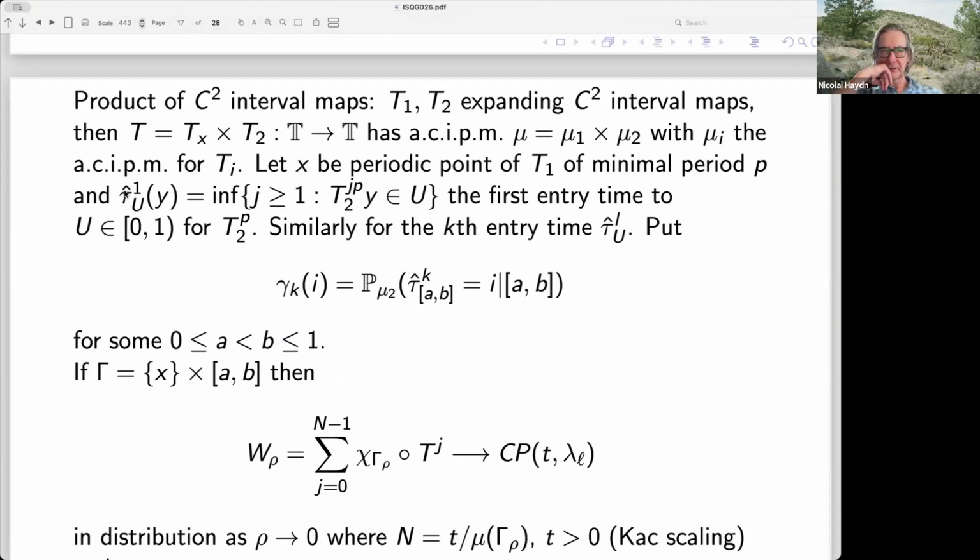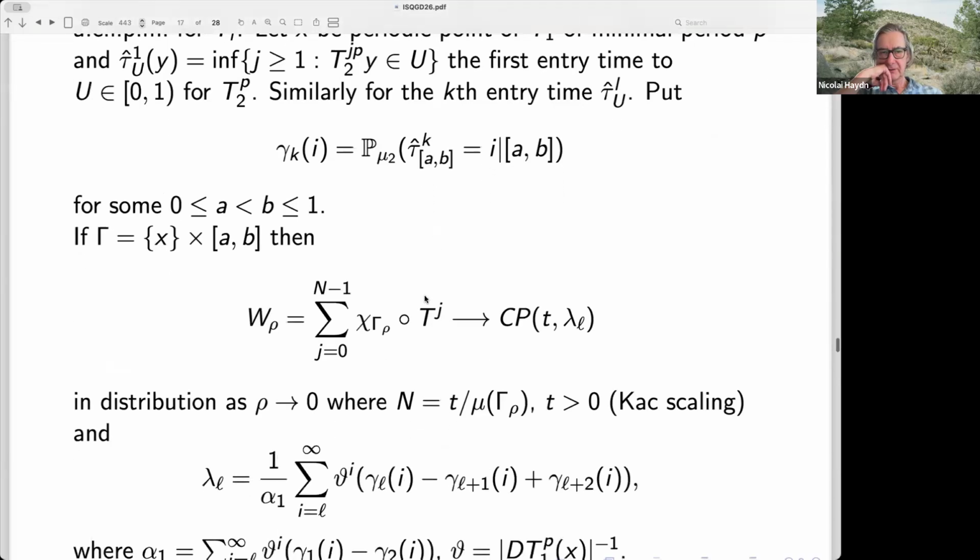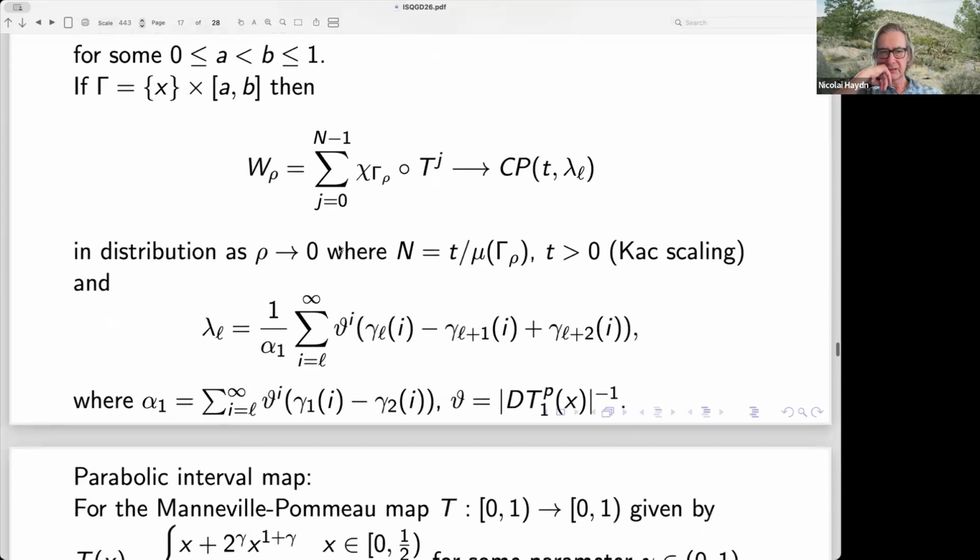Then you can also play around. Again, T hat is just the second return time for the second map under the power, and P is the period of that first point. So your set gamma down here is simply this periodic point times an interval. Then you can write down these values. And then you get the convergence, and what are the lambdas? All the lambdas you can compute to that. You can compute alpha similarly. And the theta entering here is simply the Pitchell value for this.